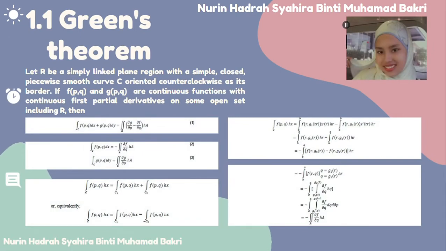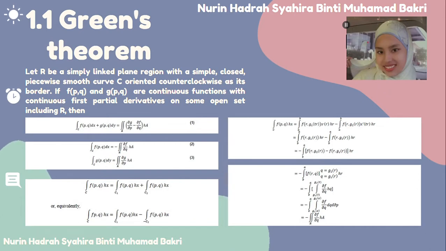Green's theorem expresses the relationship between a line integral in a plane around a simple closed curve C and a double integral over the plane region R bounded by C. It's a two-dimensional version of the broader Stokes' theorem.